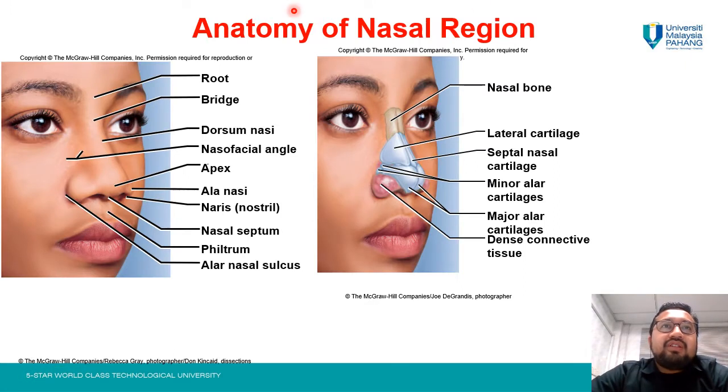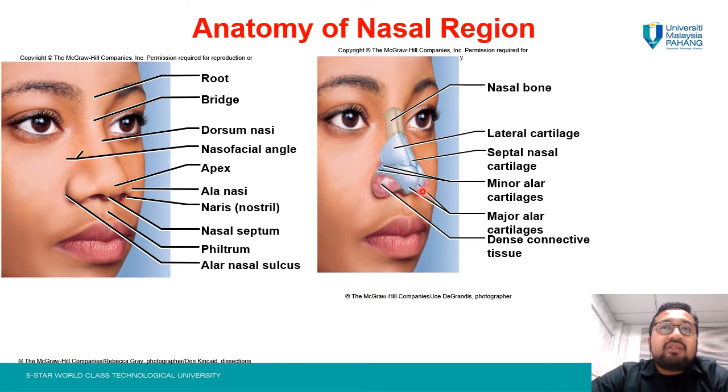Okay, anatomy of nasal region. Basically untuk hidung ni, hidung ni daripada atas ni sampai ke bawah lah. It is formed by root, we've got bridge, dorsal nasal, nasopharyngeal angle. Here is apex, alar nasal, nares nostril, nasal septum. This is filtrum, alar nasal, sulcus. Inside we've got here, this is a nasal bone, as I have mentioned before.